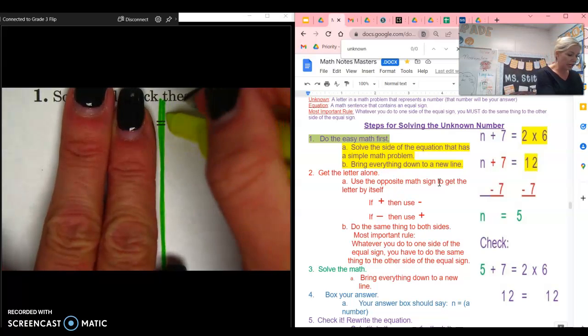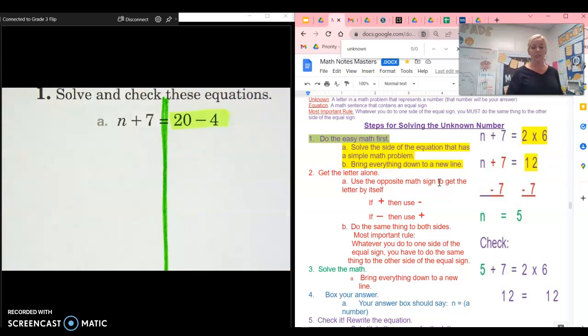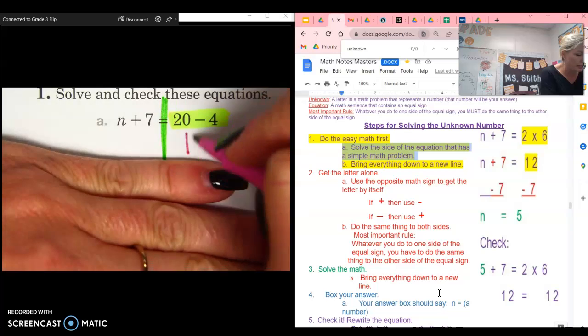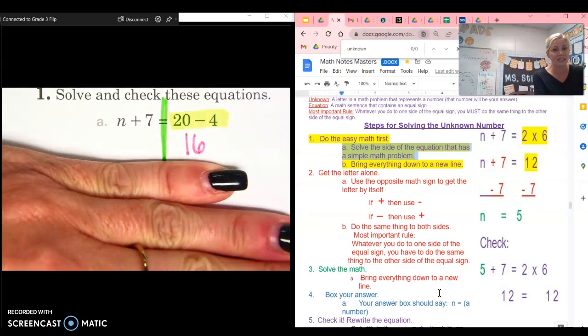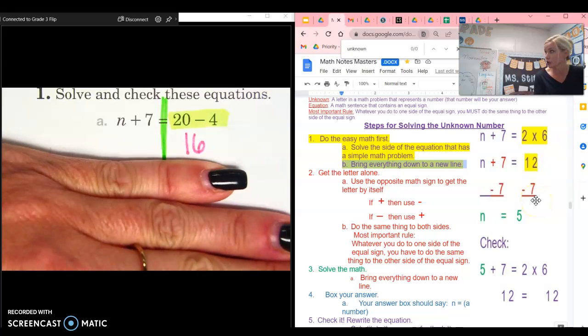I like my students to highlight this so that you know that's the easy math. So it says, solve the side of the equation that has a simple math problem. Well, 20 minus 4, pretty simple. What is the answer to 20 minus 4? 16. So down underneath it, I'm going to make a new line like this. So you can see I'm using my hand to keep my work straight. And the second part, part B, says this: bring everything down to a new line.